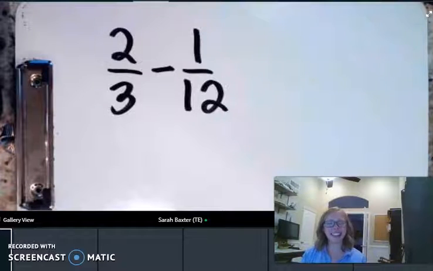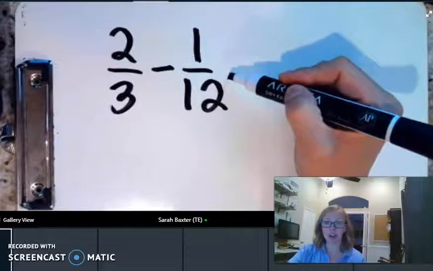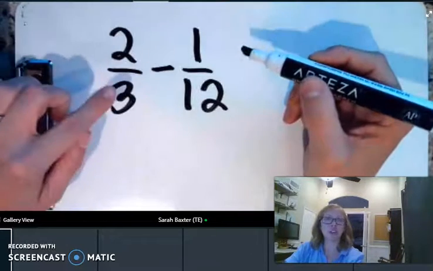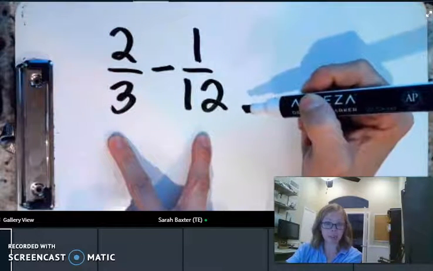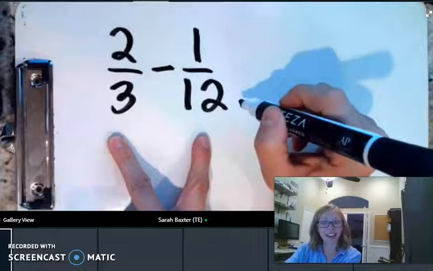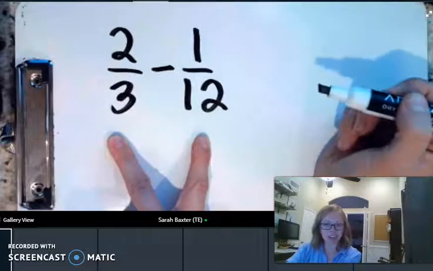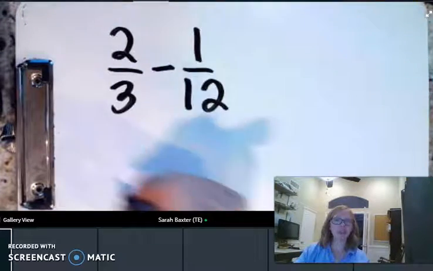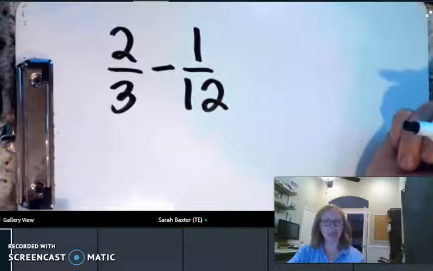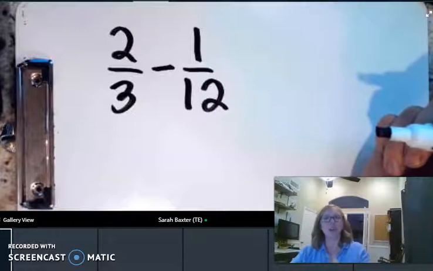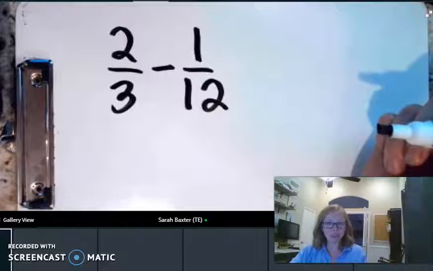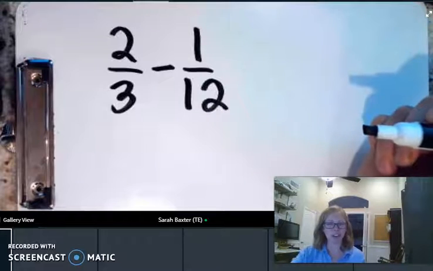Hello, fifth grade. Let's take a look at subtracting fractions when we have unlike denominators. So I've got a problem here on my whiteboard: 2/3 minus 1/12. They do not have the same denominator here. So before I can subtract, I have to give them common denominators. I can follow the same process that I use to make common denominators for adding fractions as I can for subtracting fractions. We're going to make a new equivalent fraction and then subtract the numerators.